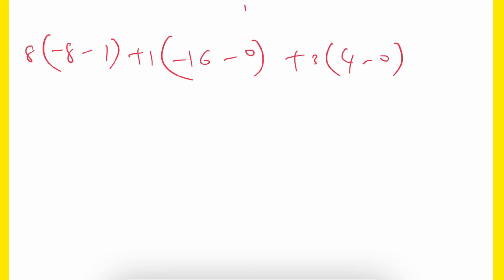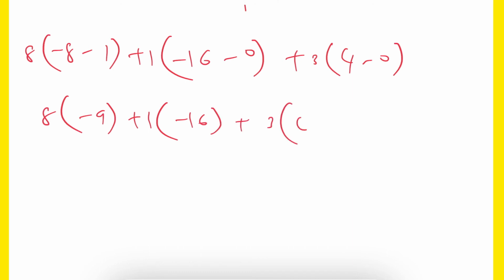So let us simplify this. 8 into minus 8 minus 1 is minus 9, plus 1 into minus 16 minus 0 is minus 16, plus 3 into 4 minus 0 is 4. 8 into minus 9 is minus 72, plus 1 into minus 16 is minus 16, plus 3 4s are 12. So it will become minus 72 minus 16 plus 12, minus 4, minus 72 minus 4. It's nothing but minus 76. This is the value of delta 1.